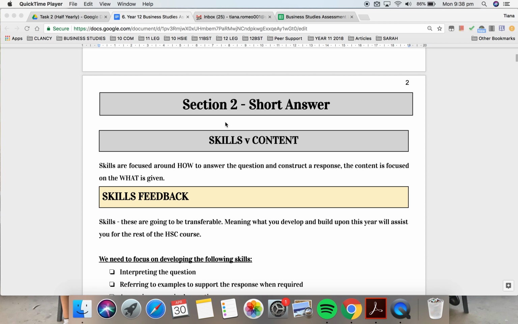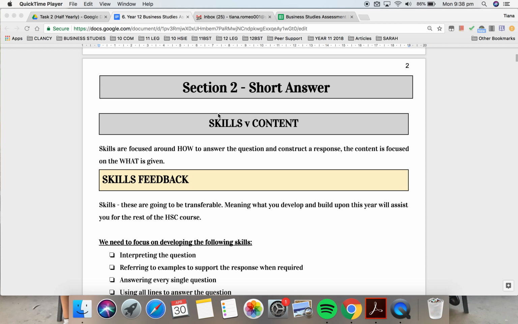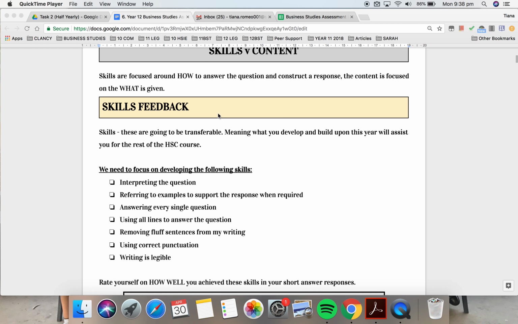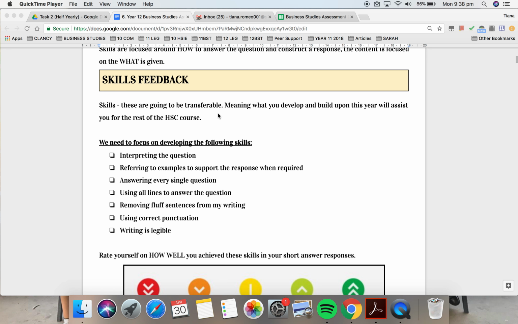Is the information correct? So in regards to skills, a skill is something that's transferable. So something that you can use not just in this exam, but you can use it in your trial and you can use it in the HSC as well. And you are supposed to be building upon these skills that we have started in Year 11. What we need to focus on is developing the following skills.